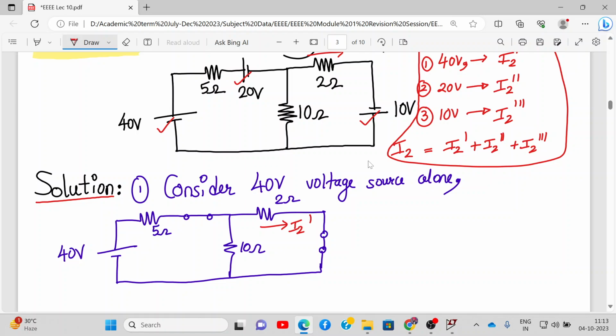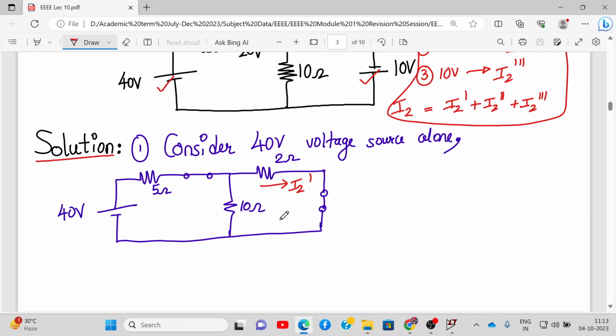Now, the next immediate thing which comes to our mind is to make 2 ohm parallel to 10 ohm. We cannot do that because we cannot do any manipulation with the 2 ohm resistance. It cannot be taken as a resistor in series or parallel because we need to find the current through it, so we cannot disturb it. What we can do is simply apply mesh analysis. We consider two loops. Consider this loop as I1 and this as I2, and remember I2 is nothing but your I2 dash in the loop.